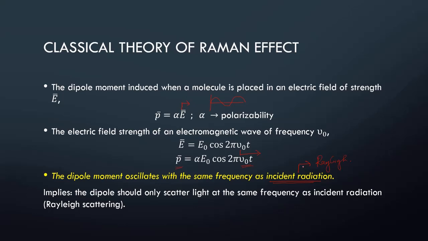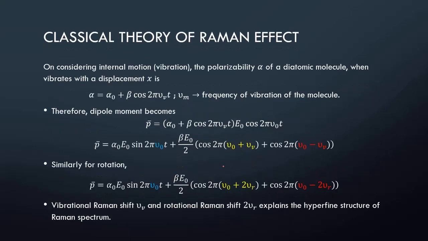So far we have explained the Rayleigh scattering, that is, this dipole is going to emit a radiation of the same frequency as the incident radiation. But we couldn't explain how the Stokes lines or the anti-Stokes lines arise, that is, we couldn't explain the Raman shift. So to explain the Raman shift, we will consider the internal motions such as vibration and rotation.